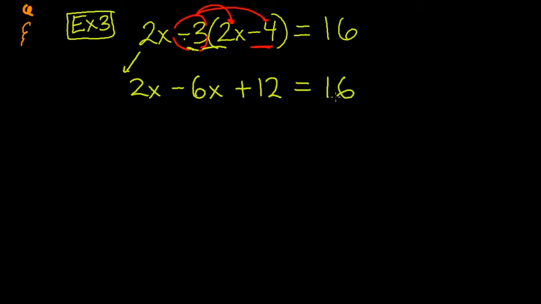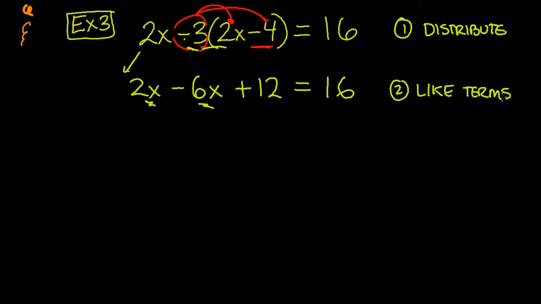Much like the last problem, I see some like terms here. I'm going to combine those together. So we distributed first, now we're going to do like terms. So 2x minus 6x would give me negative 4x. Plus 12 makes 16. And now we can solve just like before.